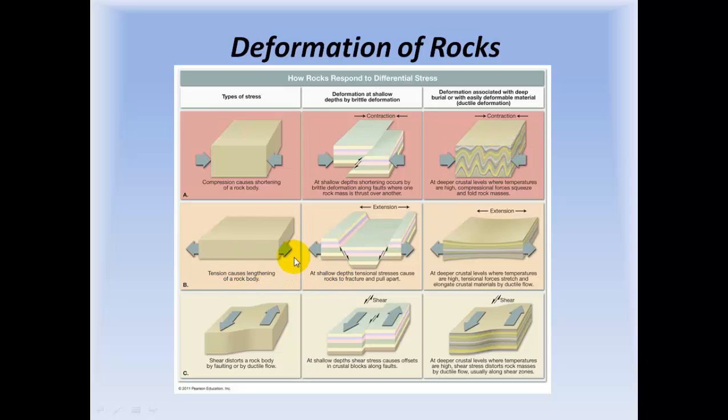Tension, with enough tension and brittle deformation, you'll end up with fractures where one block may slip down and the others may slip up, or it may cause extension or ductile flow, which thins out the crust and the layers. Shear, with brittle deformation, you end up with a fracture, a fault, and there's displacement along that fault, or you may end up with ductile flow, where you have permanent deformation.